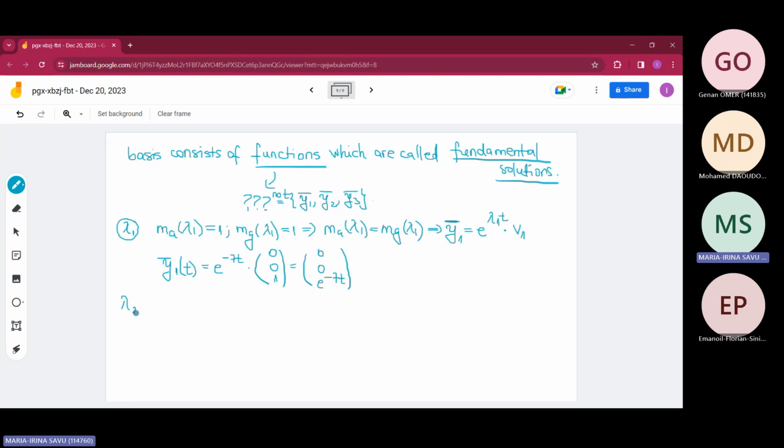Then, for lambda 2, you have that MA of 2 is MG of 2, which is 1. So the corresponding function will be given by, and now you tell. It's e at power t. Okay, let me write it this way, times 1, 1, 0.